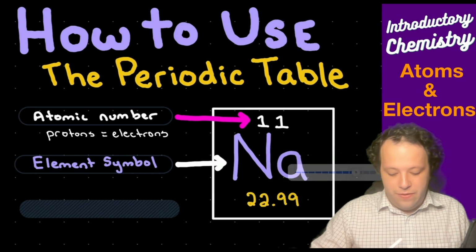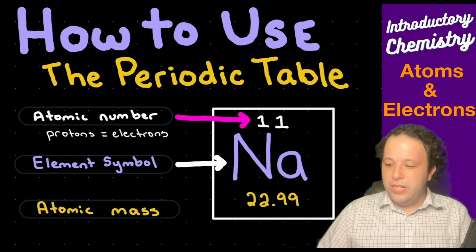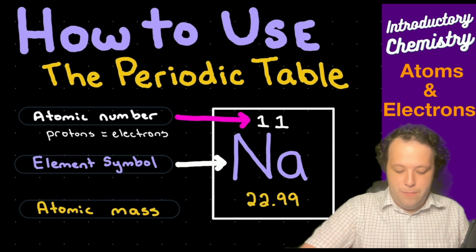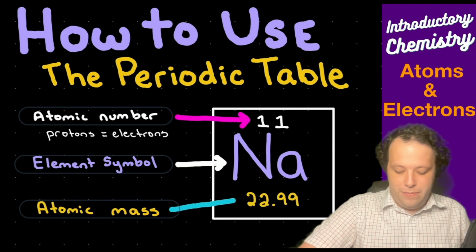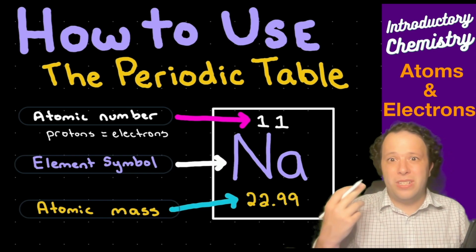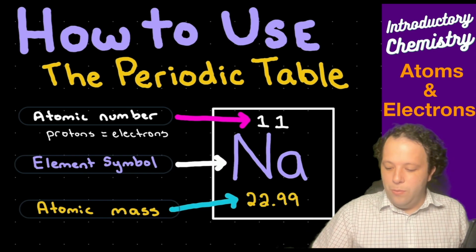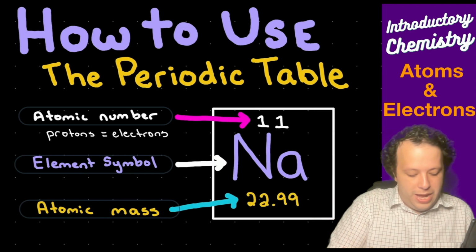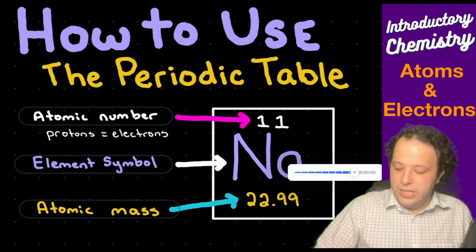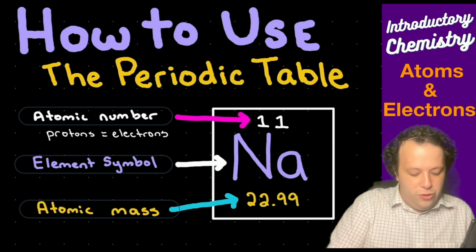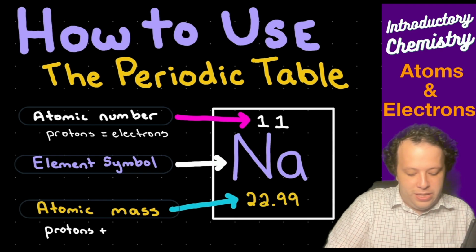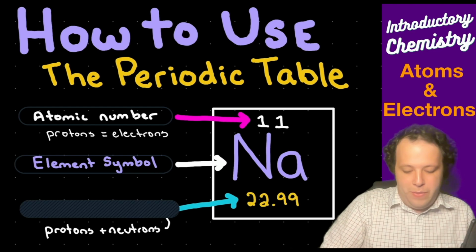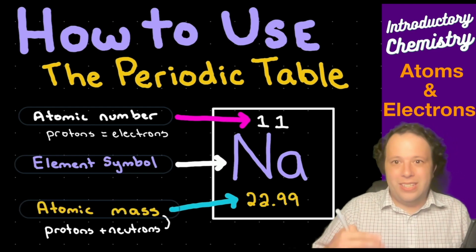Now what else do we have here? Well, we also have this number on the bottom, which is referring to the atomic mass. The atomic mass is our third number, which is also very useful. What that tells us is that whenever we add up all of our protons and all of our neutrons, we will have our mass. So protons plus neutrons is equal to our mass above.